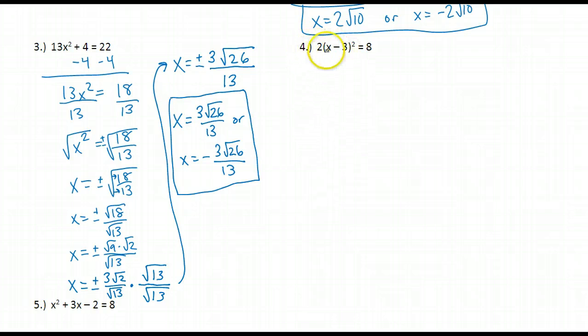Let's look at example number 4. Again, we have a quadratic because x is being squared, but we only see x once in this problem. Even though it's inside of a binomial that's being squared, it's only written one time. So we need to undo the order of operations. To undo the order of operations, I want to get rid of this 2 first. To get rid of this 2, I don't want to distribute. I want to divide by 2.